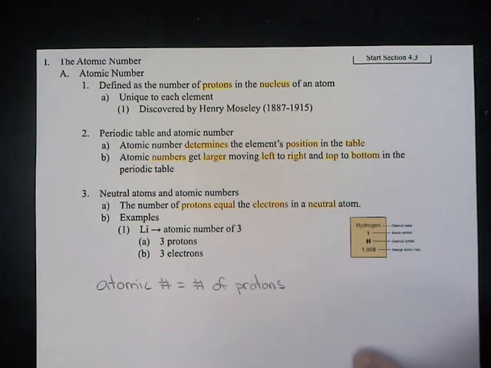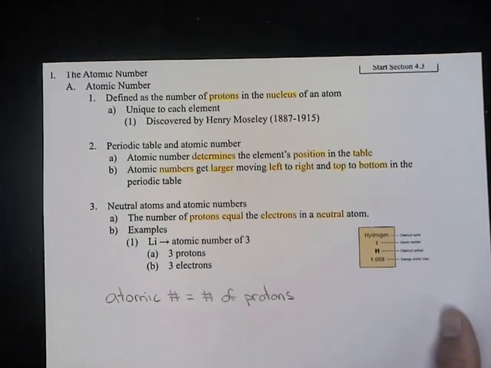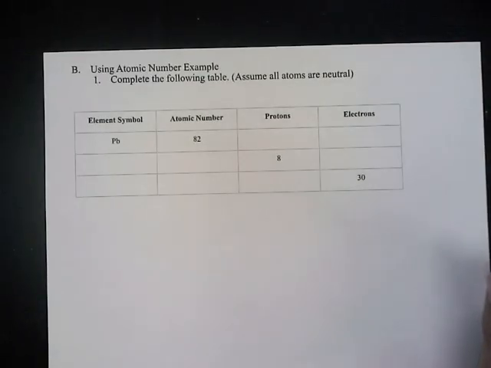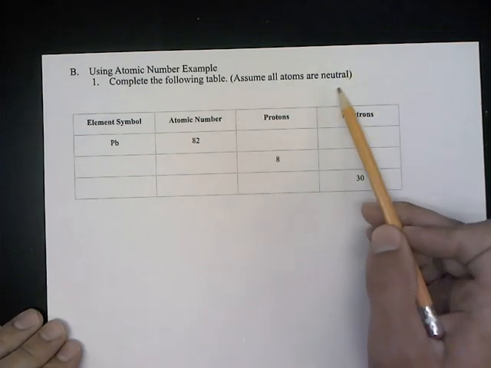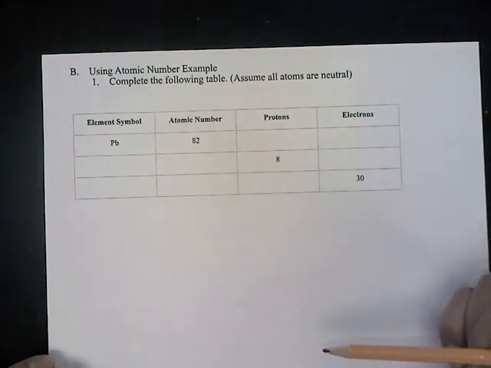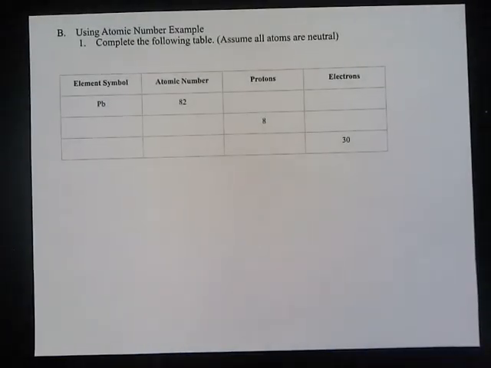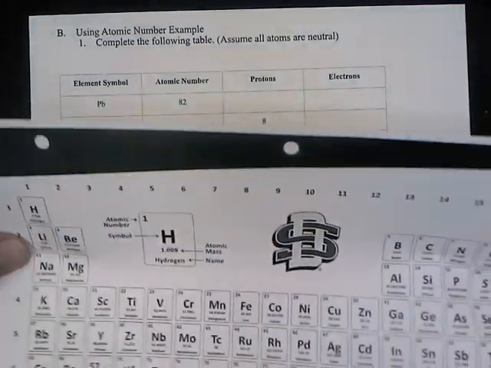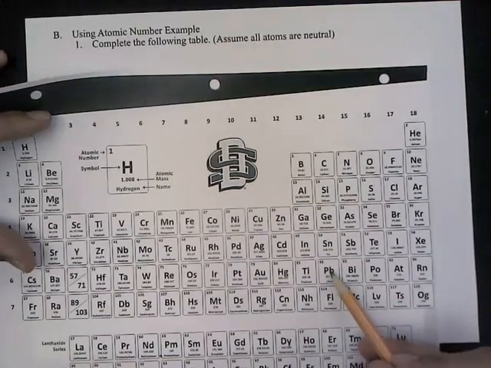So let's go on here and let's put this to the test, where we have the atomic number equal to the number of protons. And so what we're going to do is fill in this chart. And so we want to assume a few things. One, all atoms are neutral, okay? So in this, I'm going to utilize the periodic table as well as the information given in the chart to complete this entire table. So we start out with the element symbol Pb, which, if we find it on the periodic table, is element number 82.